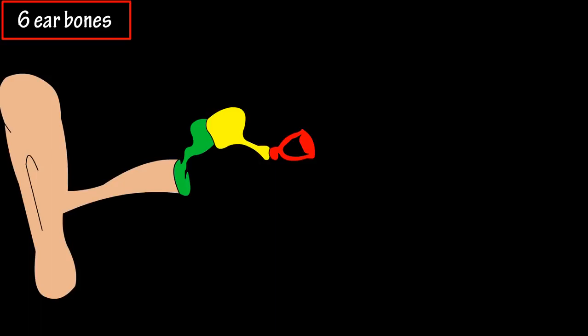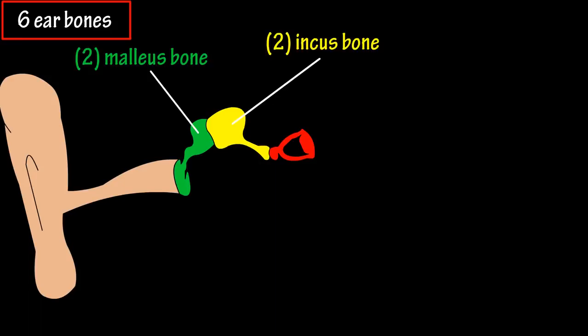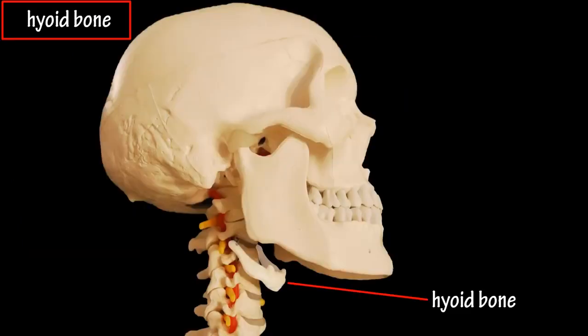The 6 ear bones are all very small structures and include 2 malleus bones, 2 incus bones, and 2 stapes bones. Some sources also discuss the hyoid bone with bones of the skull, as it is a single bone located beneath the skull in the neck. And that's the basics on the bones of the skull.